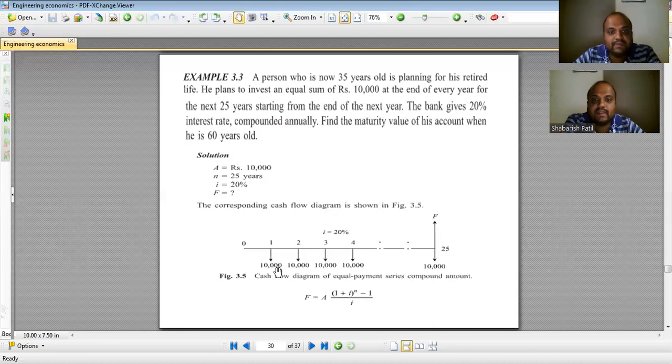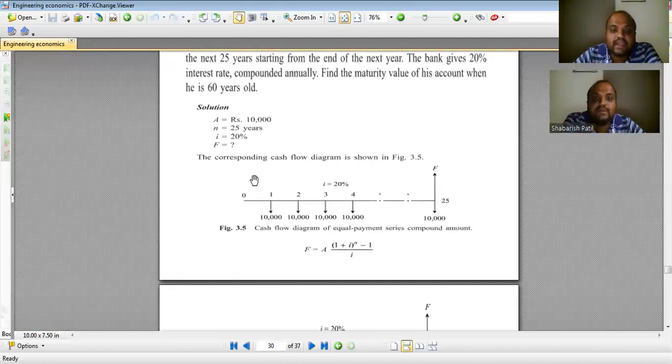He is paying, that is negative cash flow. So A is rupees 10,000, which is an outflow. Now N is 25 years. He is at the age of 35 now. He wants to take the amount. Okay, that's being mentioned here already for the next 25 years. So N is 25 years. Interest rate is 20%, and what is the future value? He's asking you the future value.